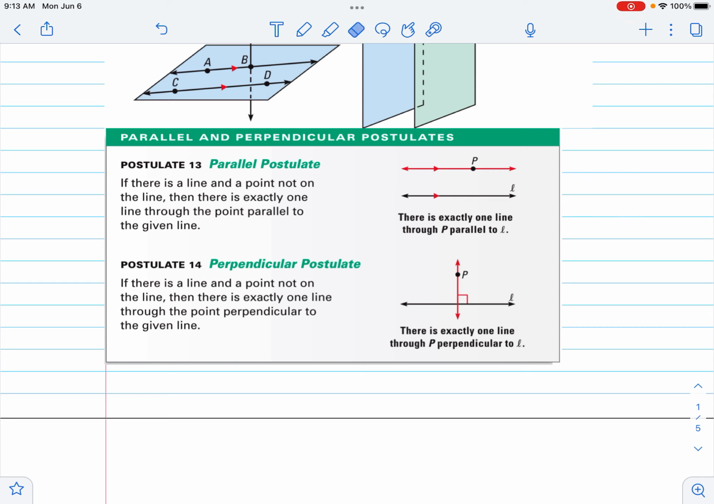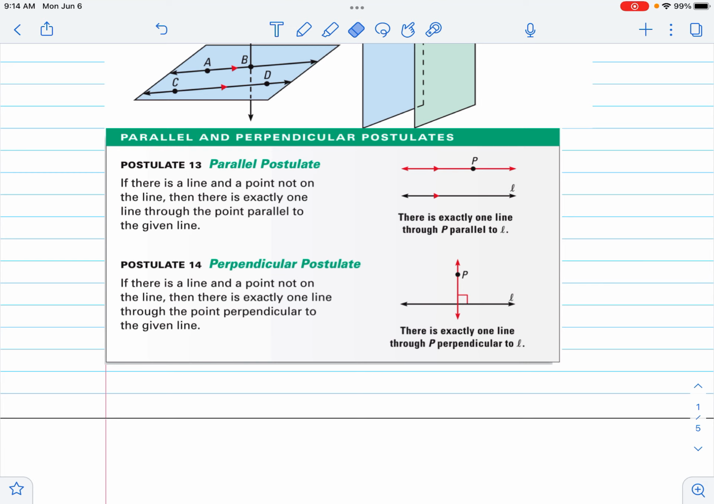Now, down here it's a perpendicular postulate. If there is a line and a point not on the line, then there is exactly one line through the point perpendicular to the given line. So you have a point up here, and you have a line down here, and you want to draw a perpendicular to this line. Well, there's only one that's going to pass through that point. You can't go any place else on this line and still get a perpendicular to that point. Okay? So that's the nature of things in geometry.